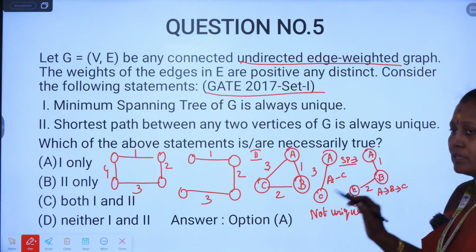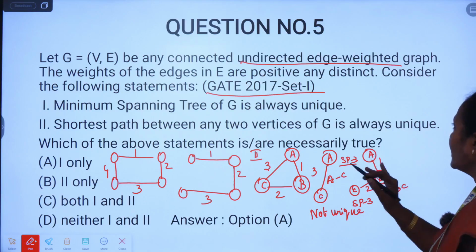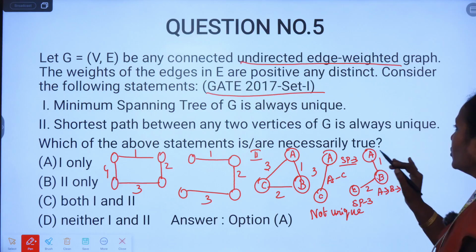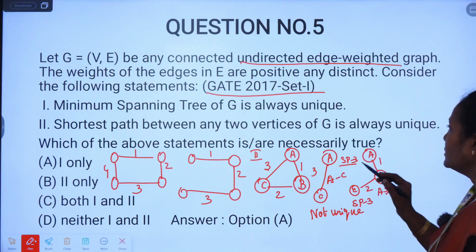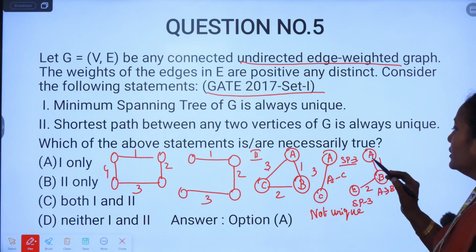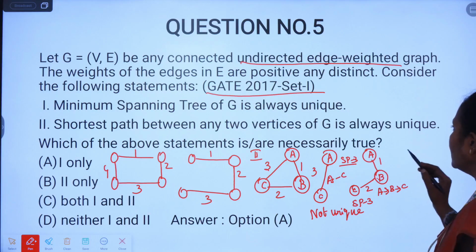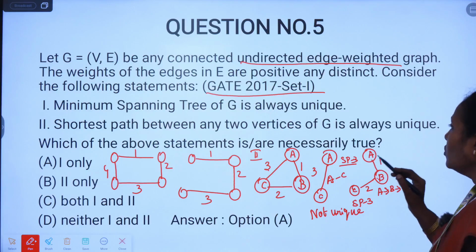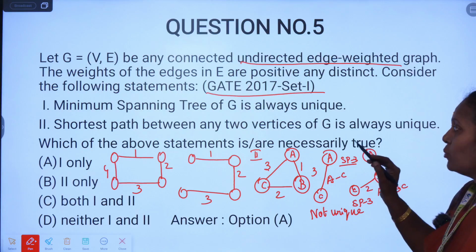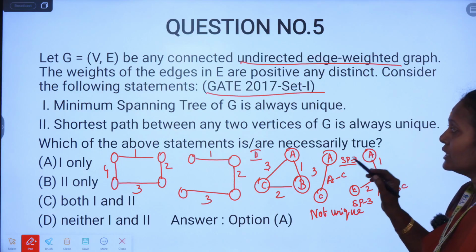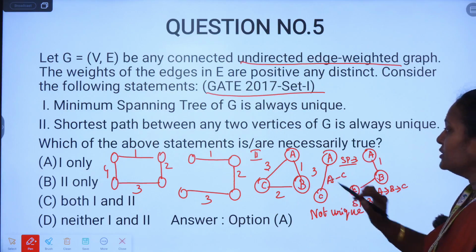You are going to consider any positive distinct values in an undirected graph. Consider the following statements. The first statement is: minimum spanning tree of G is always unique. The second statement is: shortest path between any two vertices of G is always unique. So you are going to check which statement is correct, whether one or two or both are correct or both are wrong. So we are going to check which option is correct here.